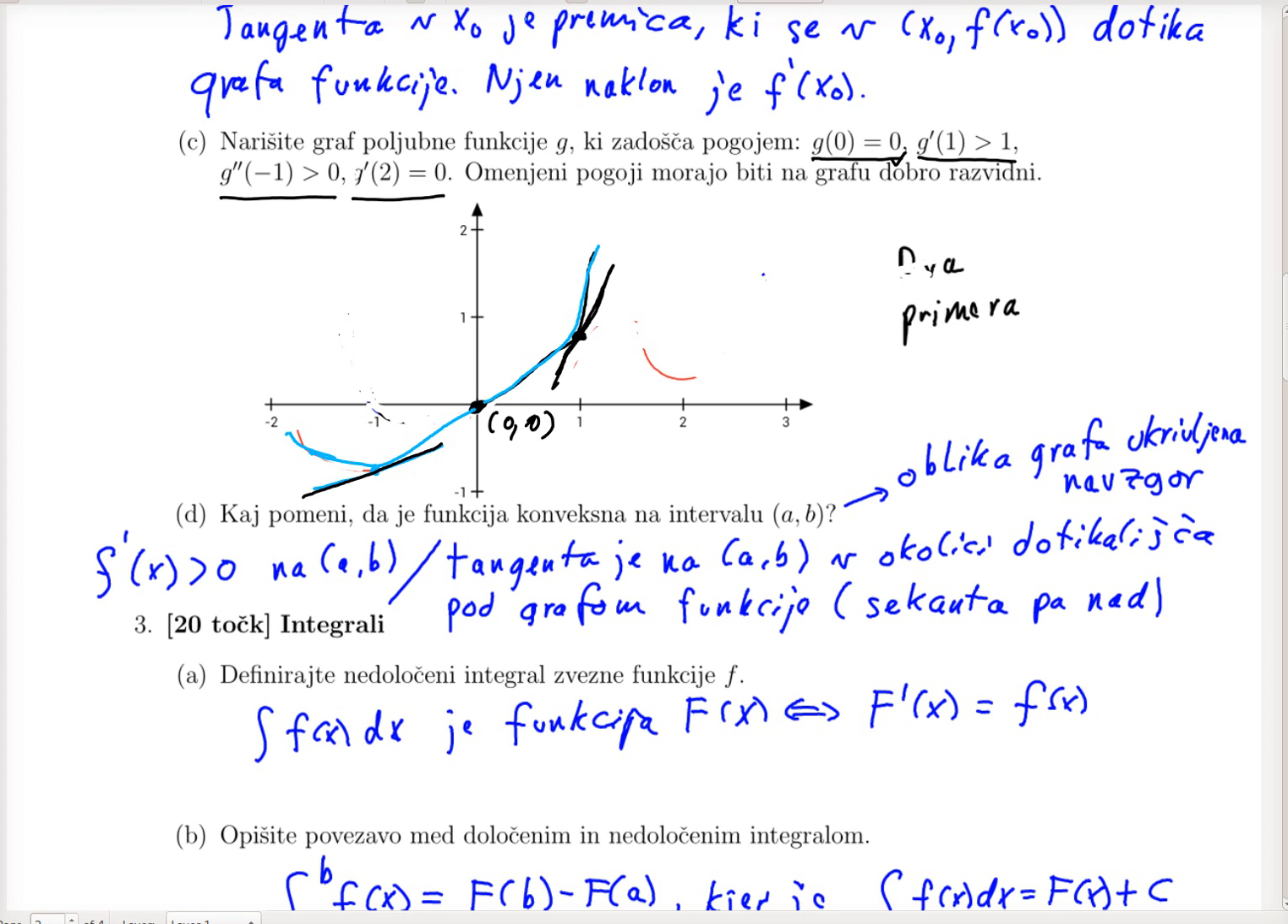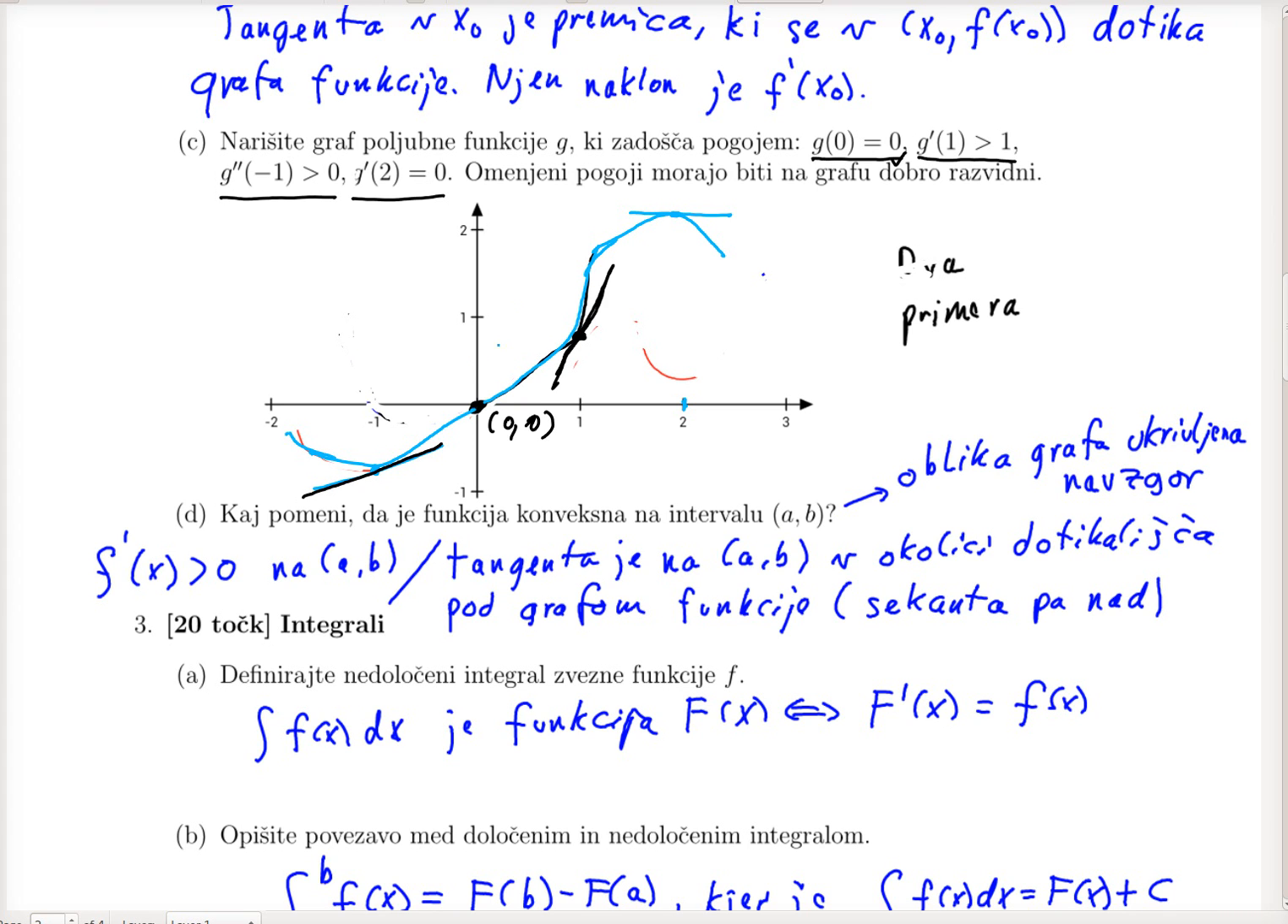And then we have another condition which has to be satisfied. This is at the point x equal to 2. The derivative has to be 0, so we have to have a local extremum. Now, since the function is increasing here, we will probably have a maximum here. So here we have a local maximum, and the tangent line is parallel to the horizontal line, it is horizontal.